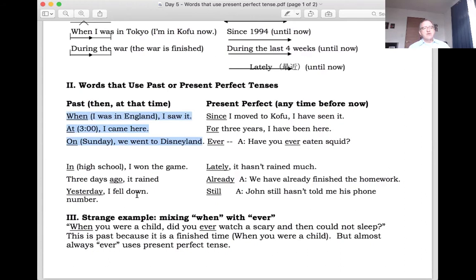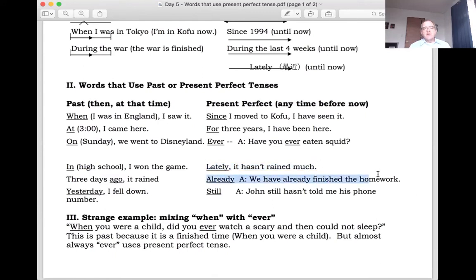Here's some more time words for past tense. In high school, I won the game. So in high school is a time, okay? 3 days ago, mikamae, is finished. So we use the past tense. 3 days ago, it rained. Yesterday, I fell down. Now here is the present perfect. It's any time before now.